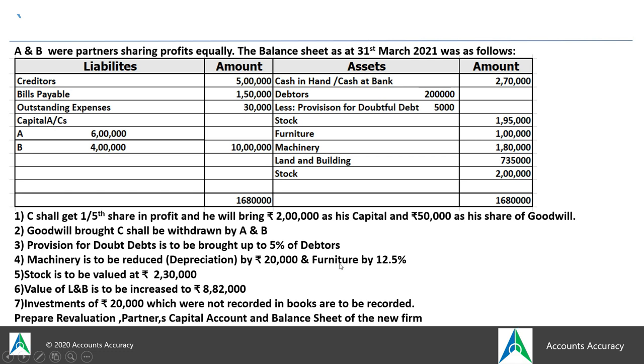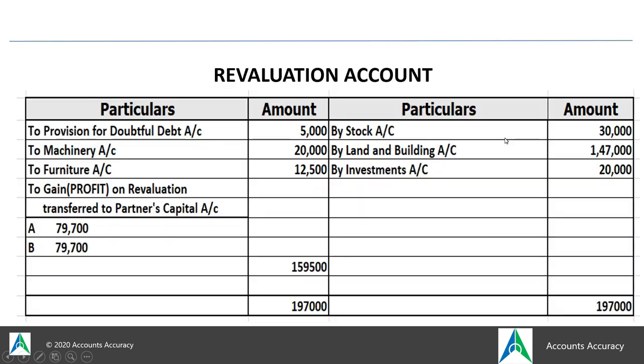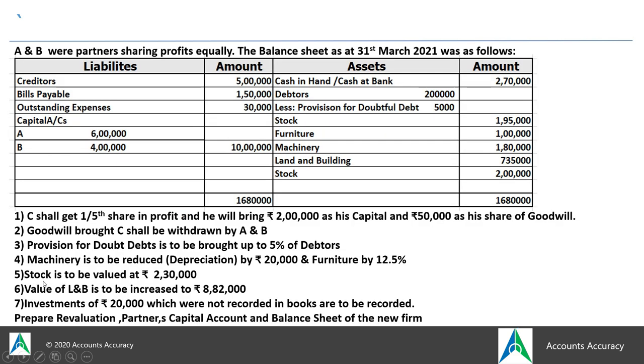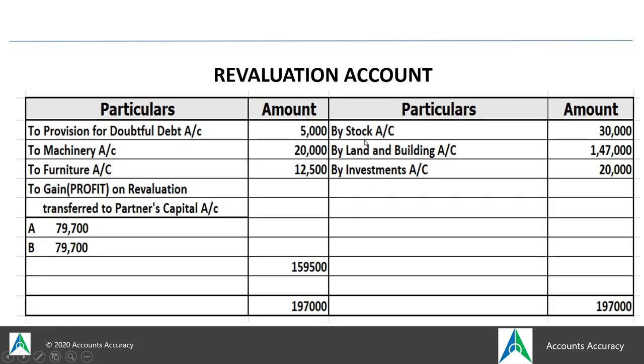Now we have furniture reduced by 12.5%. So 12.5% of 1 lakh is 12,500. So this will again be shown at the debit side because it's again a loss for the company. Next adjustment which is given is stock to be valued at 2,30,000. So this stock value has increased by 30,000. The earlier value of stock in the balance sheet was 2 lakh and now it has become 2,30,000. So there is an increase of 30,000. This increase in the value of stock, that is an asset, goes to the credit side of revaluation account.